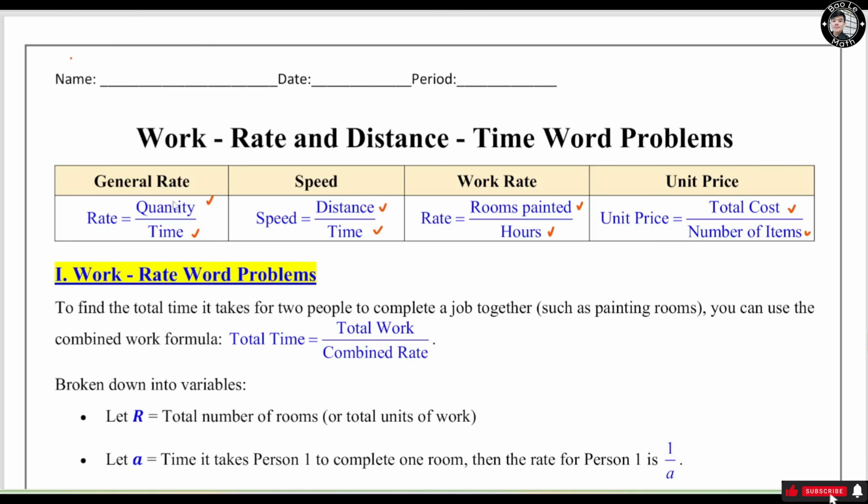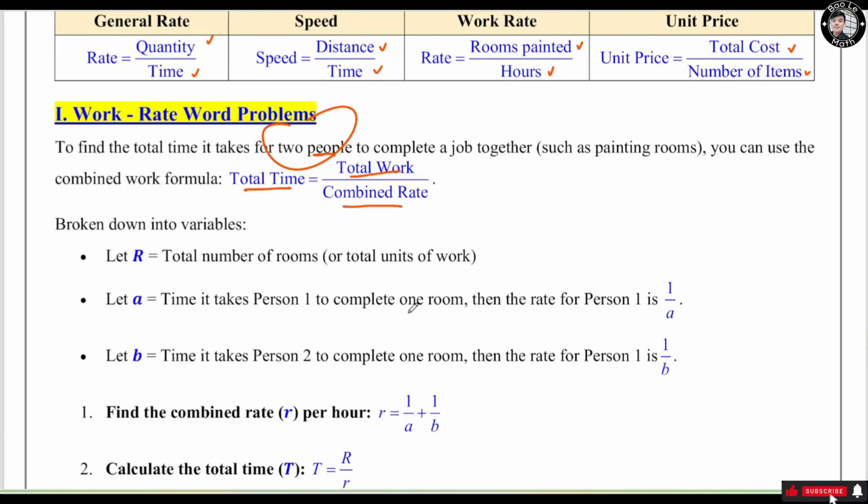Alright, we're going to move on to the first one, work rate work problems. To find the total time it takes for two people to complete a job together, such as painting rooms, you can use the combined work formula, which is total time equals total work divided by combined rate. So how do we find the total work and combined rate?